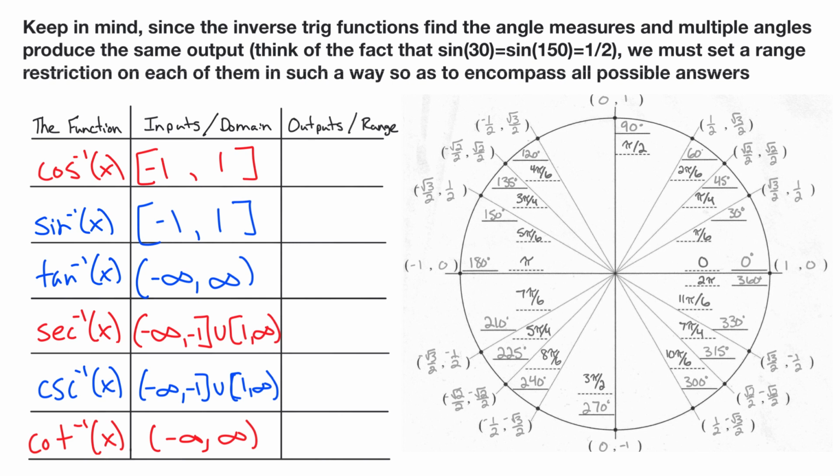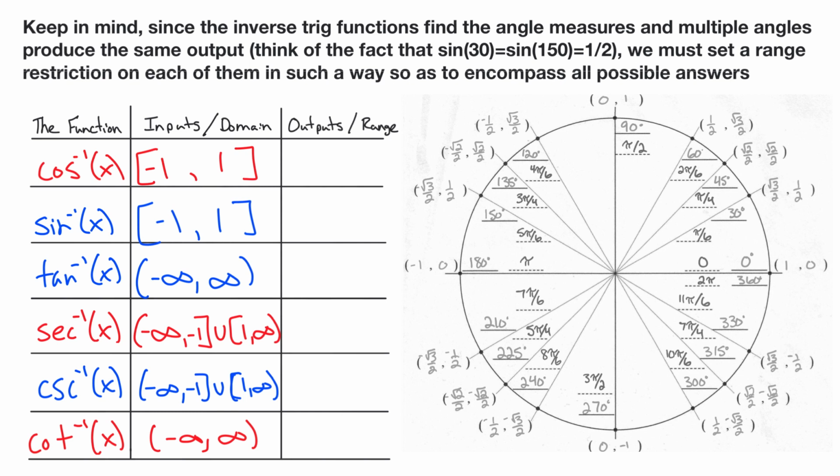Let's use my example. If I say cosine inverse of root 3 over 2, I'm saying, where on the unit circle is the x value root 3 over 2? There are two locations where that occurs. That occurs at 30 degrees, and it occurs at 330 degrees. That's a problem. We only want one answer.